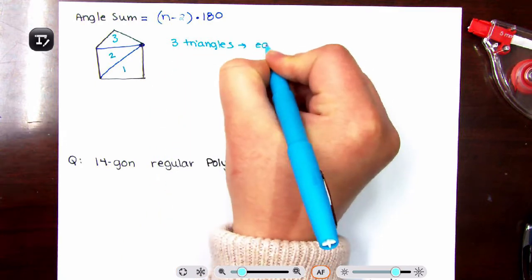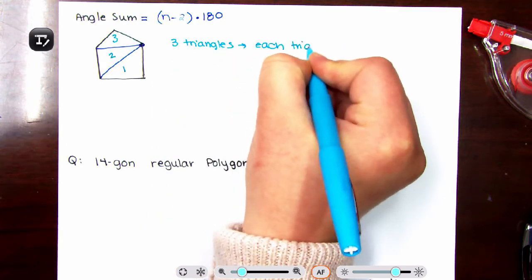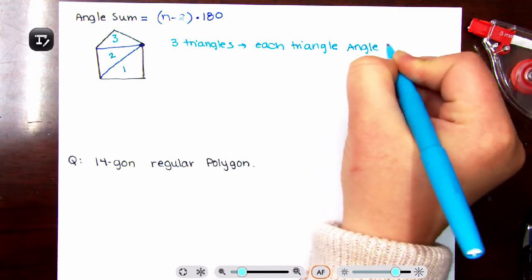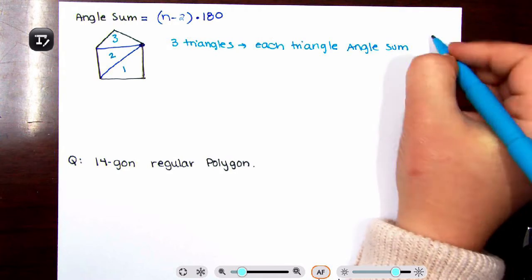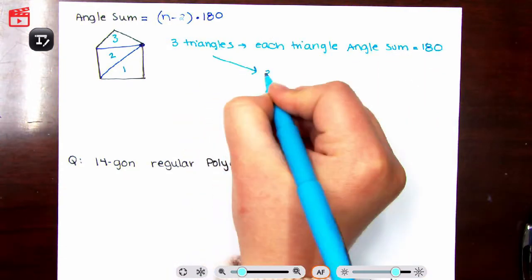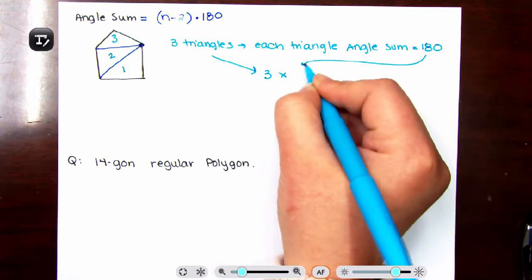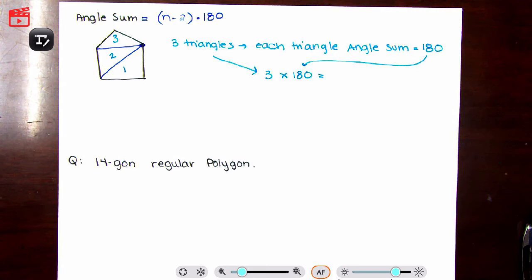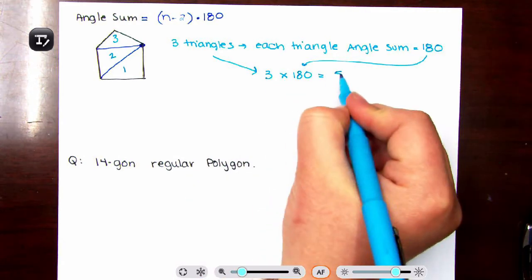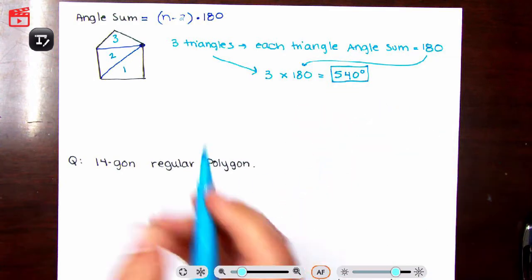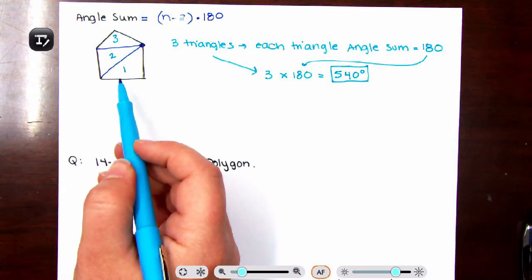Each triangle angle sum, we already know from the previous examples, is equal to 180. So if we have 3 triangles and we have 180 degrees, you're doing 3 times 180. And that gives you 540 degrees for the total interior angle sum for this polygon.